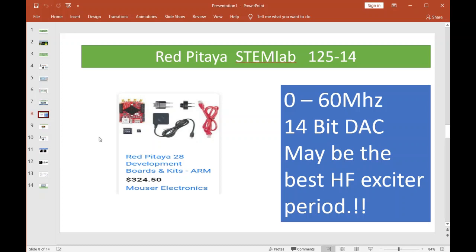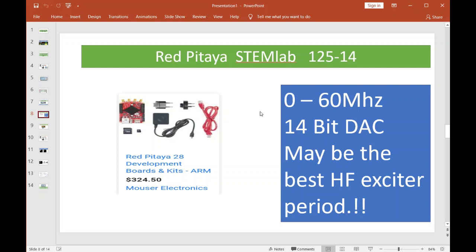Now, for those of you that say, yeah, right, I agree. But you don't have to spend a lot of money, and stay tuned for future videos because I'm going to hopefully get one of these things, the Red Pitaya STEMlab 125-14. Basically, it's a DAC that's running at 125 megahertz. Basically, we can get any signal from 0 to 60 megahertz output. It's a 14-bit DAC. And if I get this working with GNURadio, because it's an all-digital IQ modulator, this will be the best HF exciter, period.